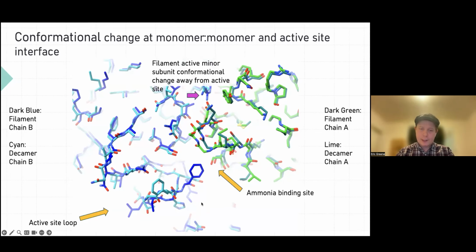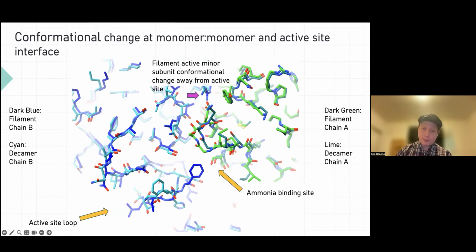Down here is the E305 loop in its various conformations. And what we can see is that in the filament, the minor subunit, so there's a major subunit that constitutes most of the active site, a minor subunit constitutes a small part of the active site. There's this conformational change away from the active site, so from lime to green here.